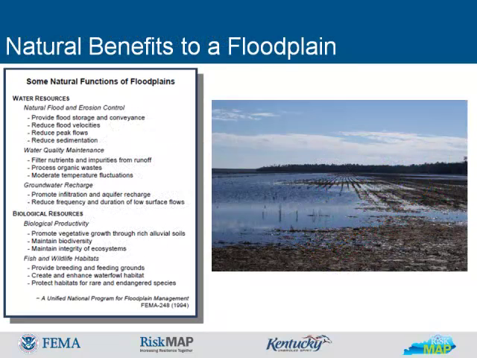Floodplains are a naturally occurring part of an ecosystem and are serving a purpose. The plants and wildlife that are found in a floodplain also serve beneficial purposes. The natural functions of floodplains are to provide flood storage and conveyance, reduce flood velocities, peak flows, and sedimentation, filter nutrients and reduce temperature fluctuations, promote groundwater infiltration and aquifer recharge, promote vegetation growth through rich alluvial soils, maintain biodiversity and integrity of ecosystems, create and enhance wildlife habitat, and protect habitats for rare and endangered species.